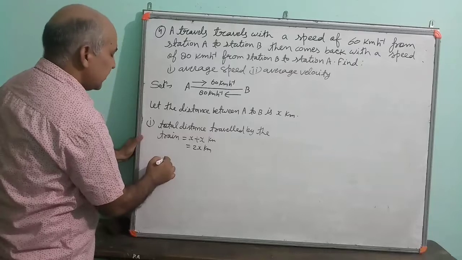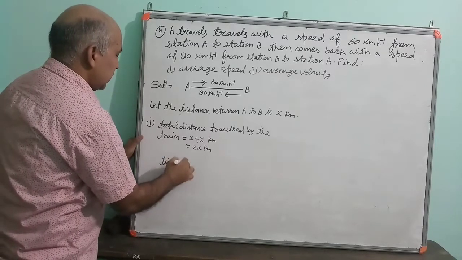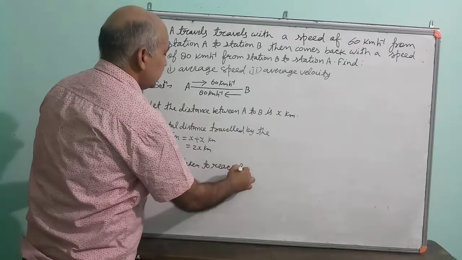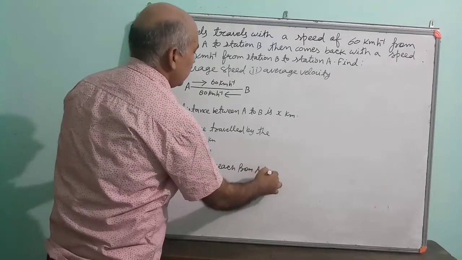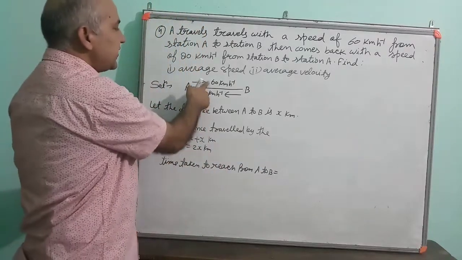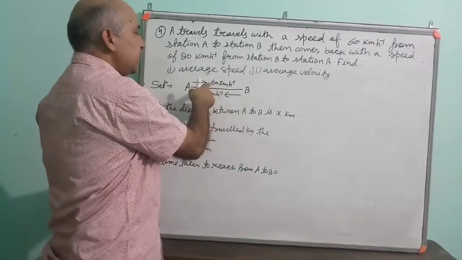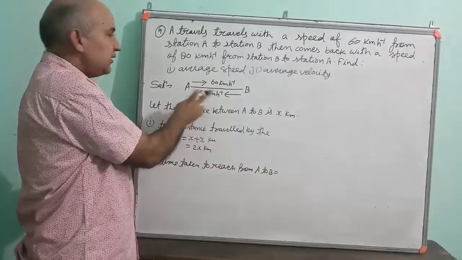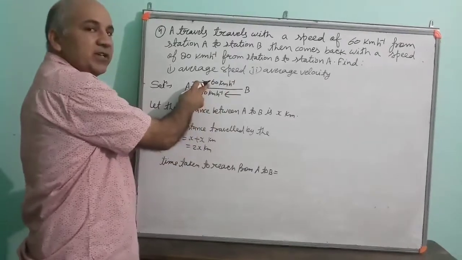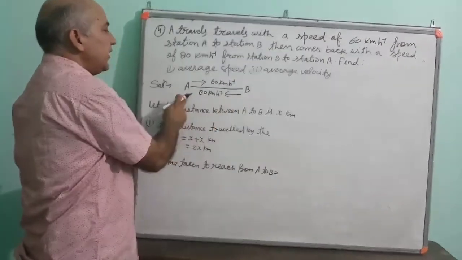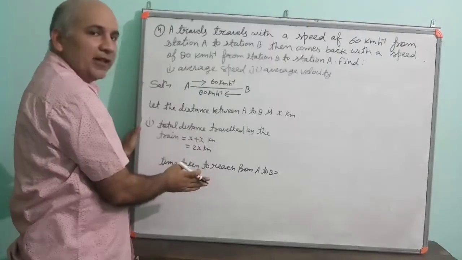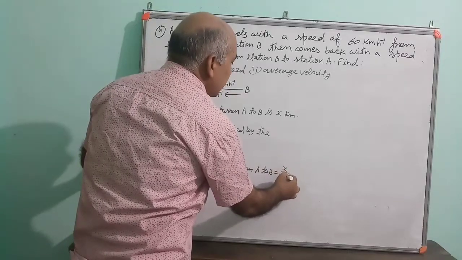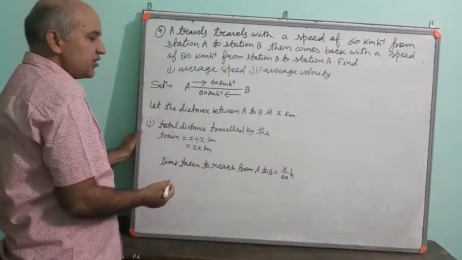Now time taken to reach from A to B. Since the speed is different, A to B speed is 60, B to A speed is 80. Definitely time will be different. When the train is going from A to B, more time will be taken, and when the train will come back from B to A, less time will be taken. So first we will find the time. The time taken to reach from A to B will be distance upon speed, that means x upon 60 hours.